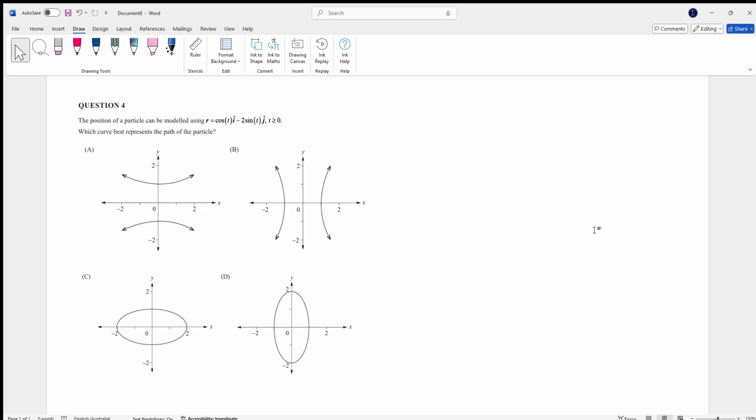In today's video we're going to be taking a look at question 4 from the 2023 Specialist Mathematics exam, paper 2.